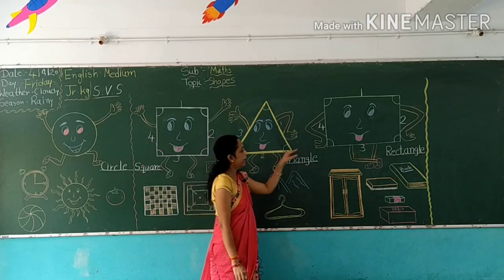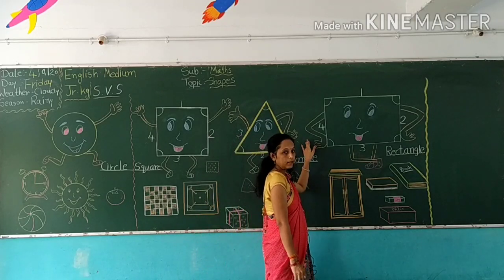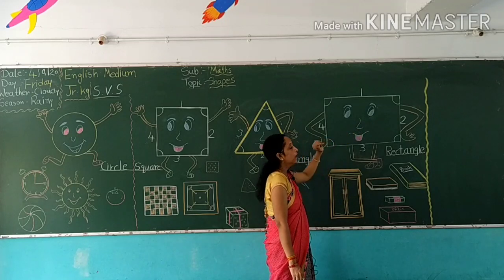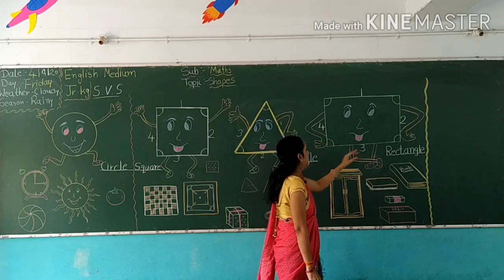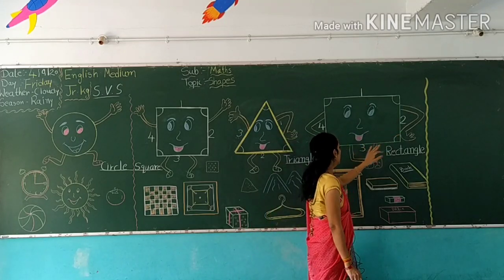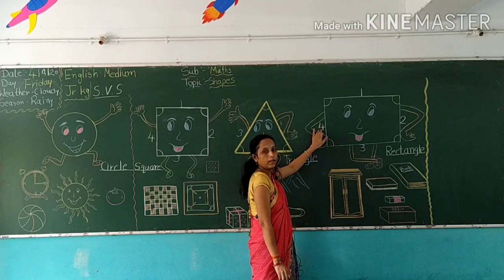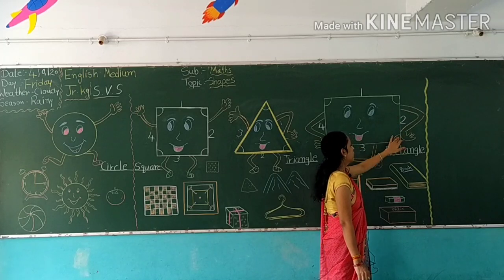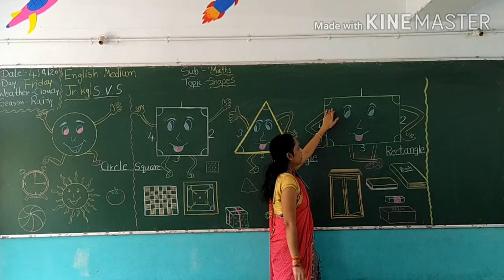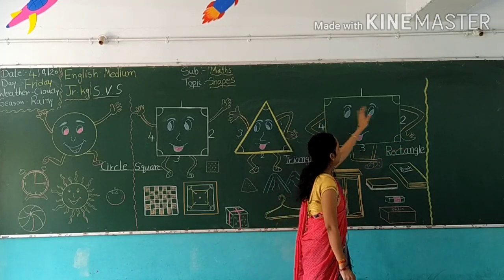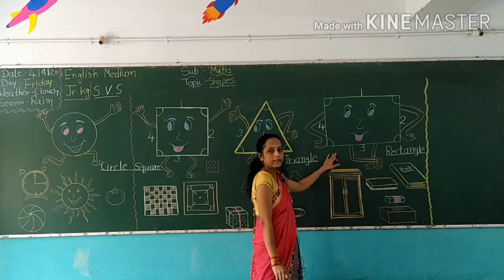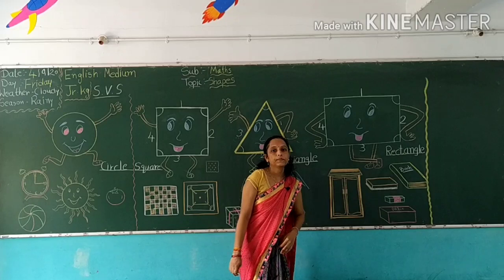And our last shape is, which shape is this? Tell me. Yes, this is a rectangle. It has 4 sides, 1, 2, 3, 4. And it has 4 corners, 1, 2, 3 and 4. 2 sides long and 2 sides short. So this is a rectangle.